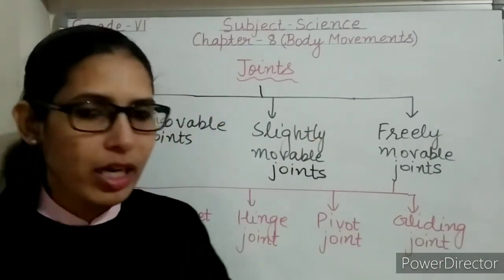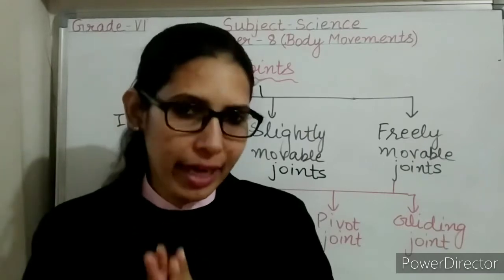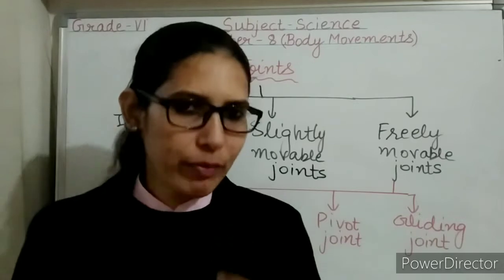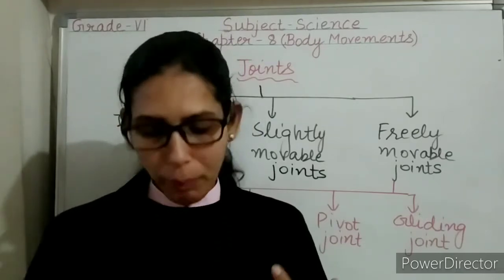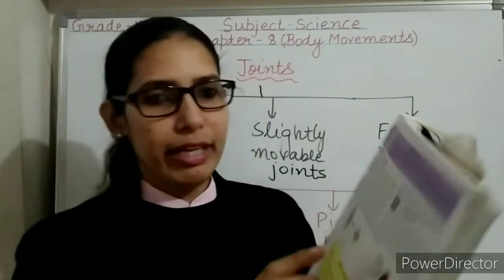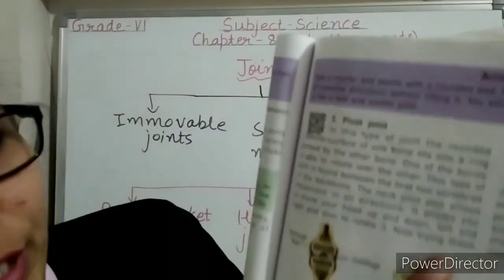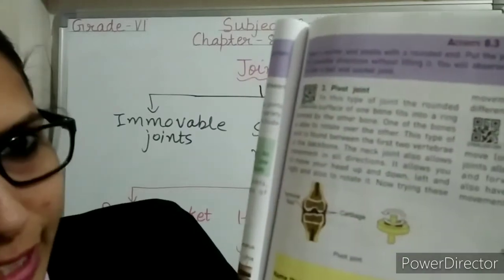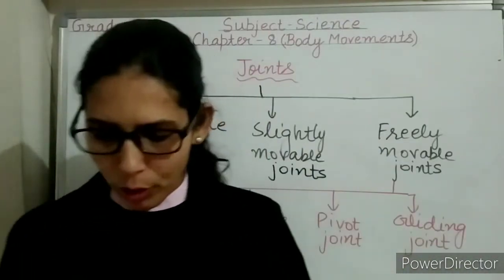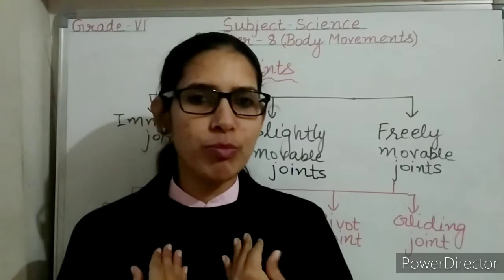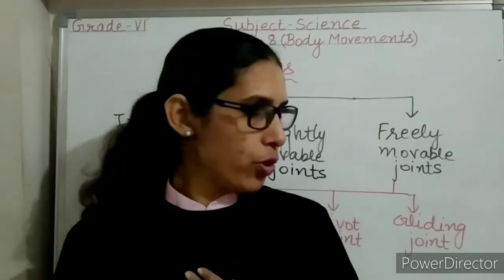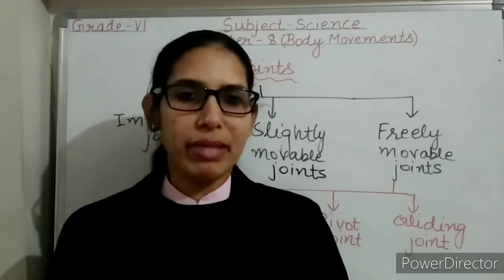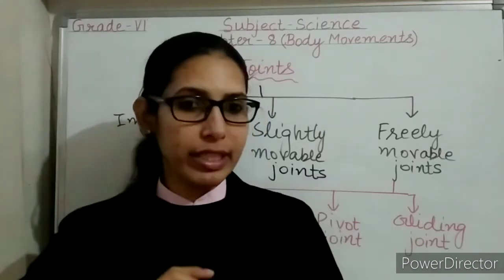Next is pivot joint. Pivot joint is the joint where our neck is connected with the head. As you can see in your book on page number A105, here you can see the rounded surface of one bone. It fits into the ring-like structure formed by another bone. The pivot joint allows movement sideways and also up and down, but up to some extent. We cannot rotate our neck fully.